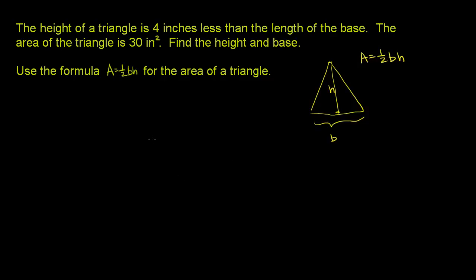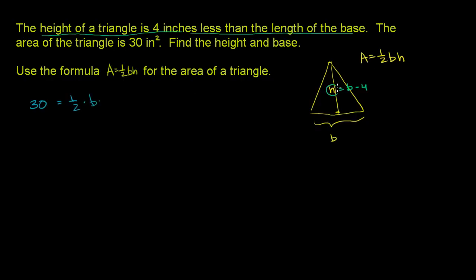Now in this first sentence, they tell us that the height of a triangle is 4 inches less than the length of the base. So the height is equal to the base minus 4. That's what that first sentence tells us. The area of the triangle is 30 inches squared. So if we take 1/2 the base times the height, we'll get 30 inches squared. Or we could say that 30 inches squared is equal to 1/2 times the base times the height.